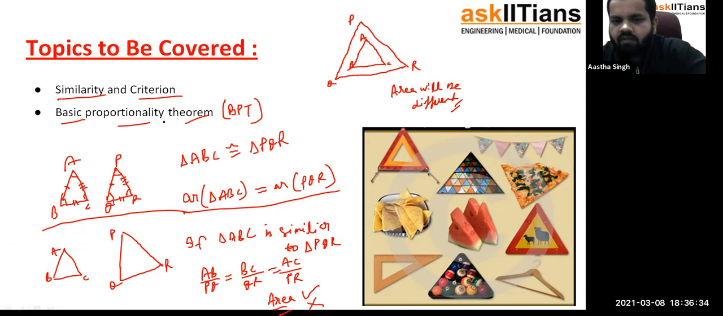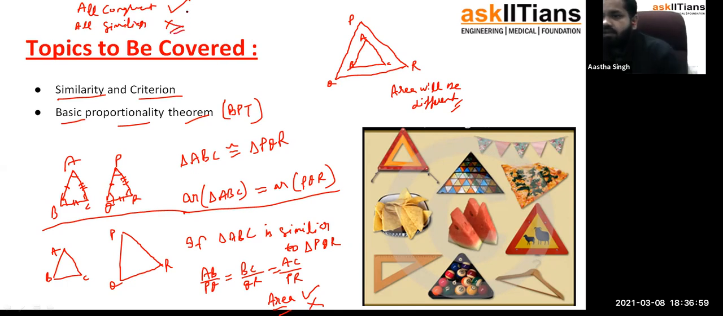Yeah, we can also say one thing: all congruent triangles are similar, yes, but all similar triangles are not congruent, right? The vice versa is not true. Okay, I think you all have got the point. So we'll now discuss the similarity and its criteria.